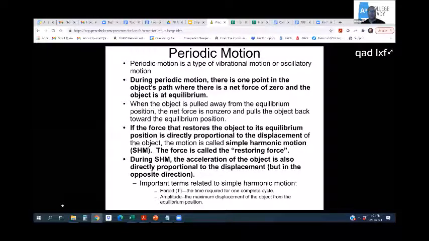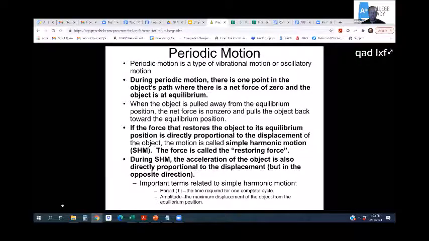During periodic motion, there's one spot in the path of the object where there's no net force acting on it. We call that the equilibrium position. If we're talking about springs, that's when the spring is not stretched or compressed at all. It's at its natural length. If we're talking about a pendulum, that's when the pendulum is straight up and down, when it's vertical.